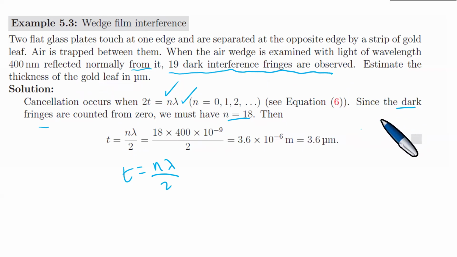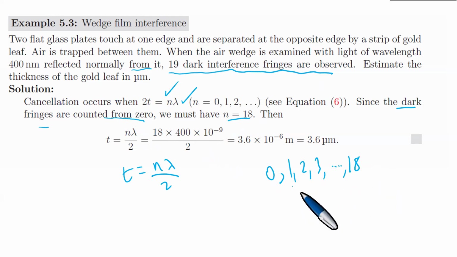But now, once again, since the dark fringes are counted from 0, we must have, because there are 19 dark fringes counted from 0, that you count 0, 1, 2, 3, and go on up to 18, because you must count 19 of them. So in other words, n must be 18. Why must n be 18 if there are 19 dark interference fringes? Because they're counted from 0. So you count 19 things, but you're counting from 0.